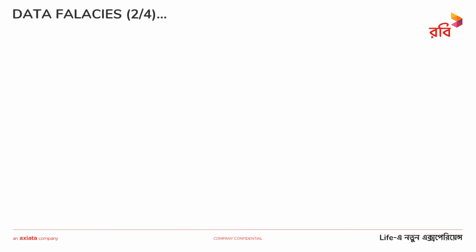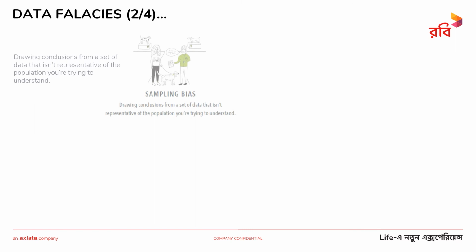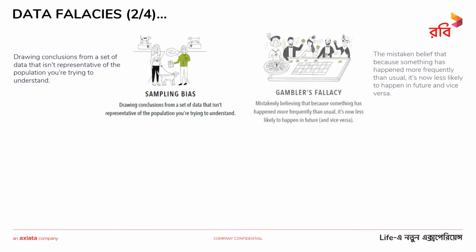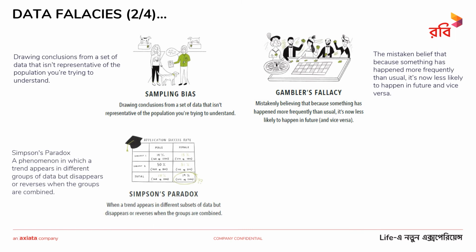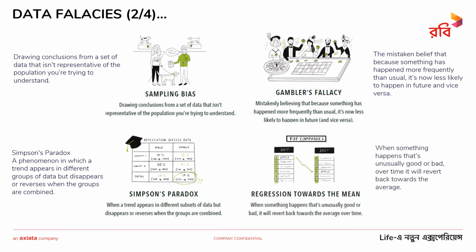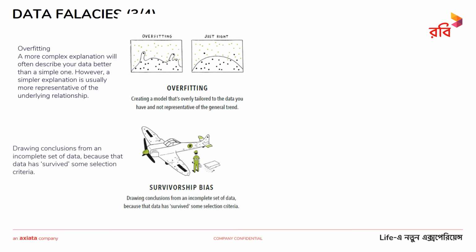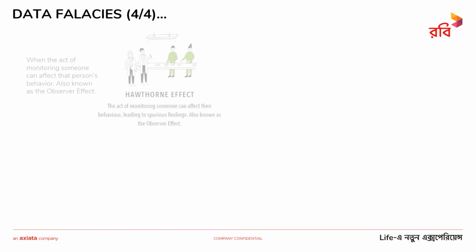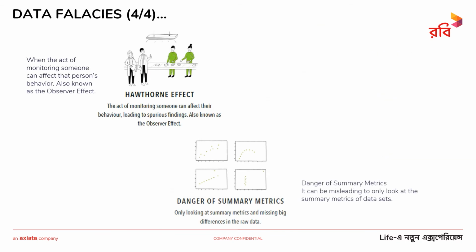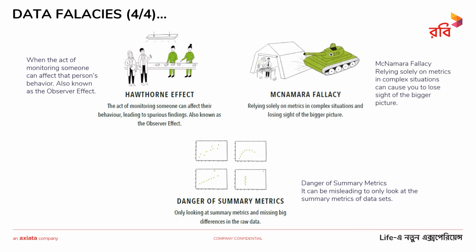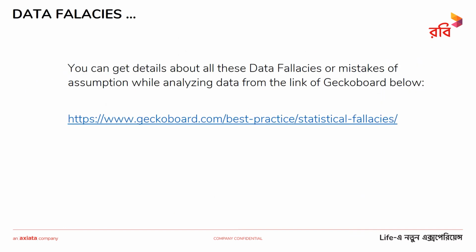There are other statistical mistakes like sampling bias, the gambler's fallacy, Simpson's paradox, regression towards the mean, overfitting, survivorship bias, the Hawthorne effect, the danger of summary metrics, etc. You can get more details about all these mistakes of assuming while analyzing data from the Geckoboard link. I hope you can go through it and get more ideas and examples.